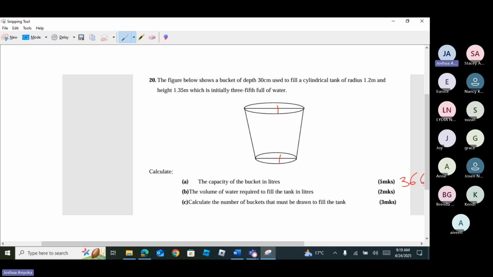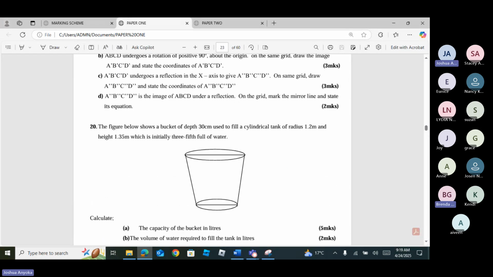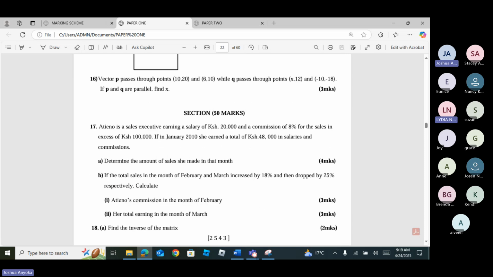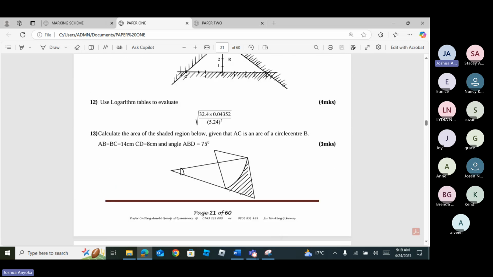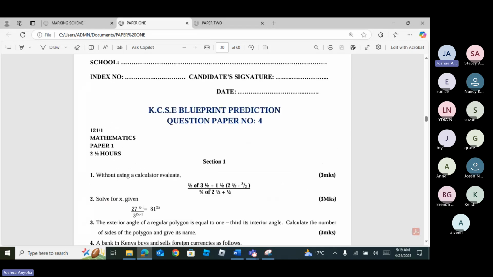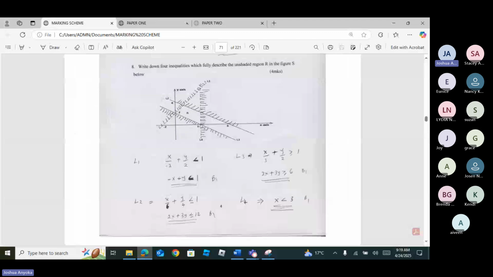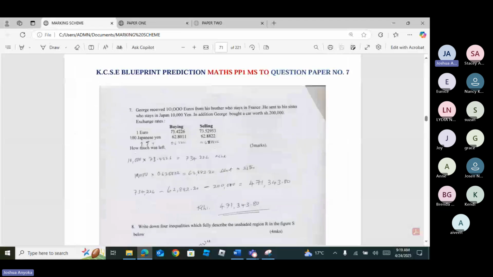Let me check from the answer so that we can draw the. Tulisema ni gani? Tulisema ni paper works. Trial paper 4 question 20. Sawa. Marking scheme trial 4 question 20.